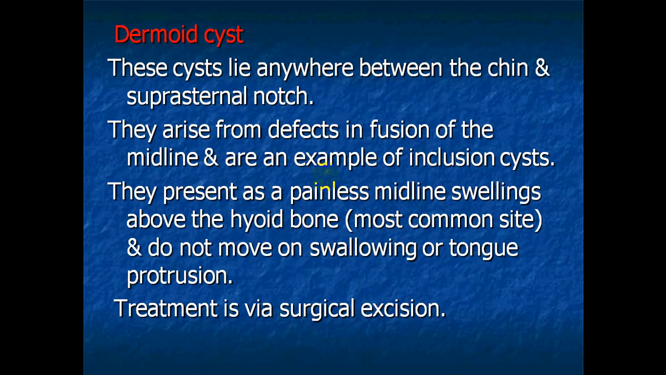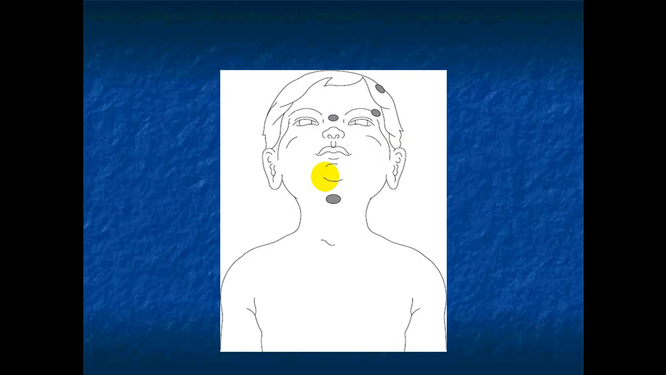Dermoid cyst. These cysts lie anywhere between the chin and suprasternal notch. They arise from a defect in the fusion of the midline and are an example of an inclusion cyst. They present as a painless midline swelling above the hyoid bone. This is the most common site of the dermoid cyst, and they do not move on swallowing or tongue protrusion. Treatment is by surgical excision of the cyst.